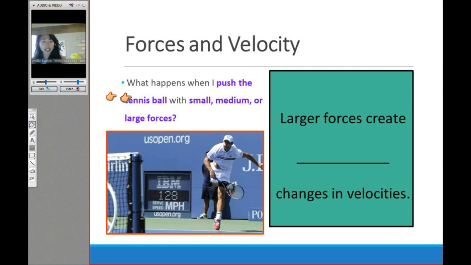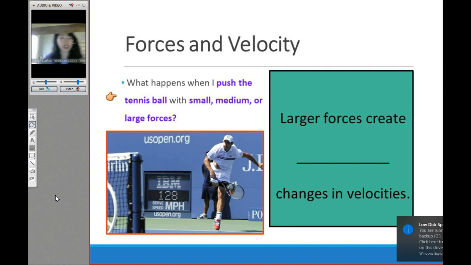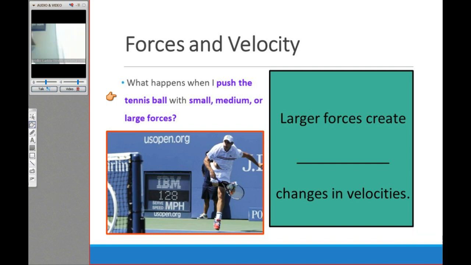So here's what I want you guys to think about. I'm going to push this tennis ball with a small, medium, and large force. And what I want you guys to notice is what happens to how it's... Oh, the Jack in the Box guy, gotcha. And we're going to figure out how does the velocity change based on the force that I apply. So let me go ahead. I'm going to drag this over here. Drag our webcam over here.